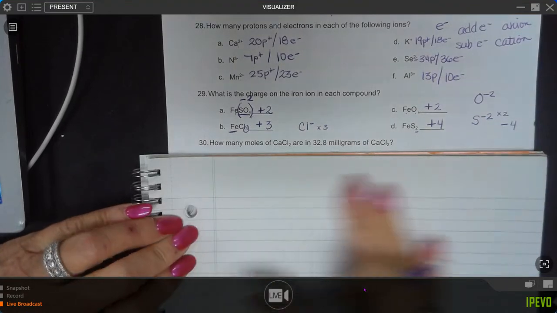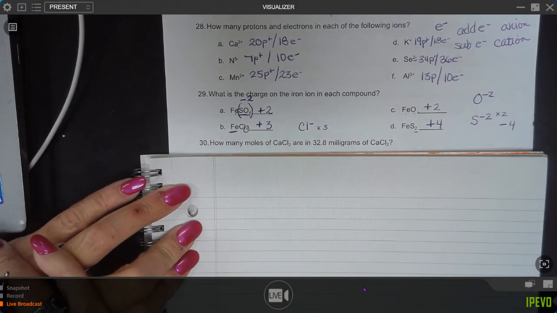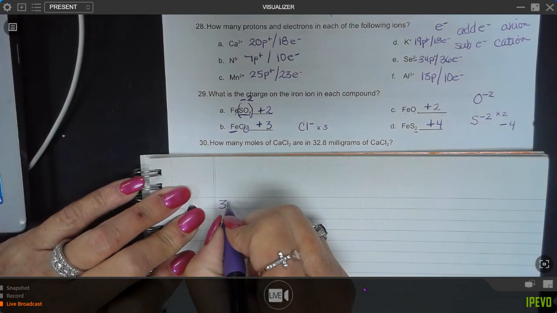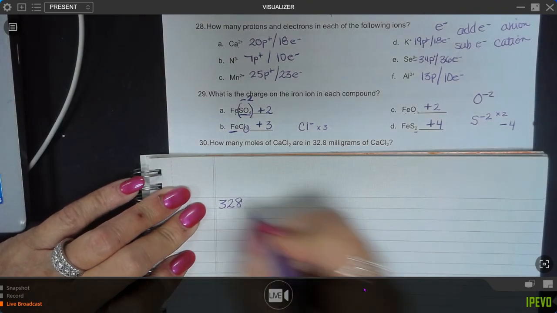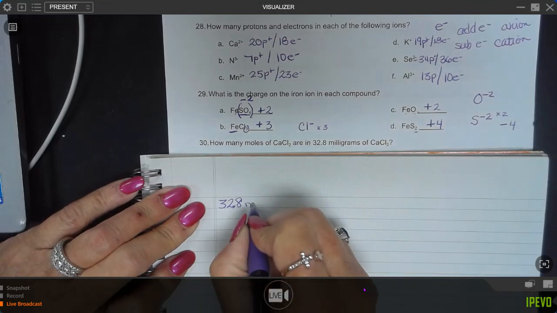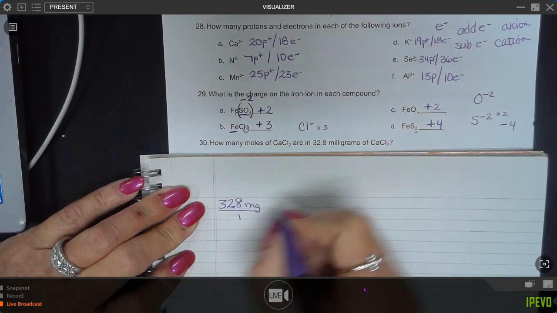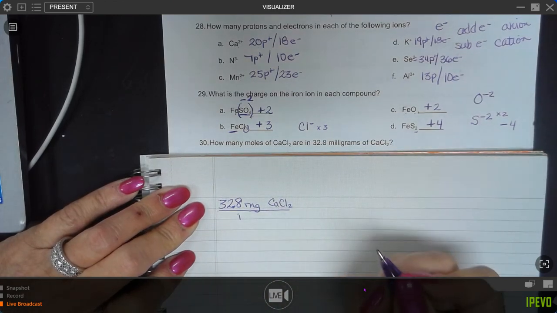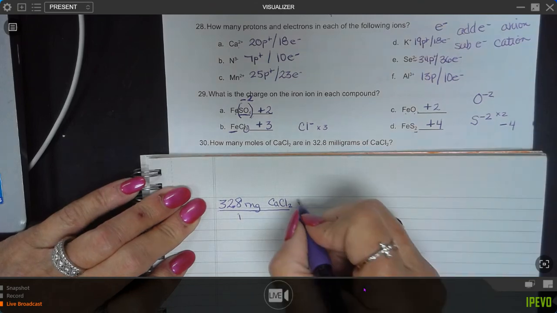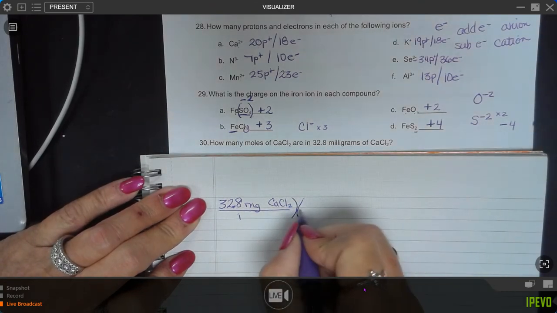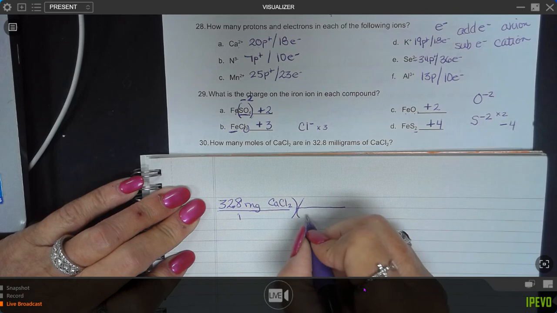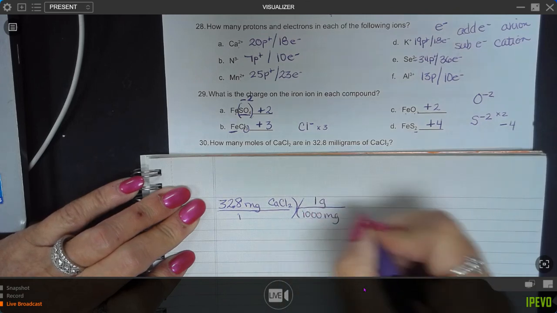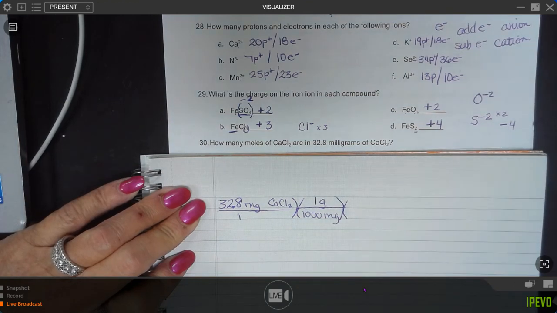So how many moles of calcium chloride are in 32.8 milligrams of calcium chloride? Okay, so we're going to start with what we're given, 32.8 milligrams of calcium chloride. Now the first thing we have to do, so this is a mole conversion, is convert these milligrams to grams. So 1,000 milligrams is 1 gram. Now we can convert to moles.